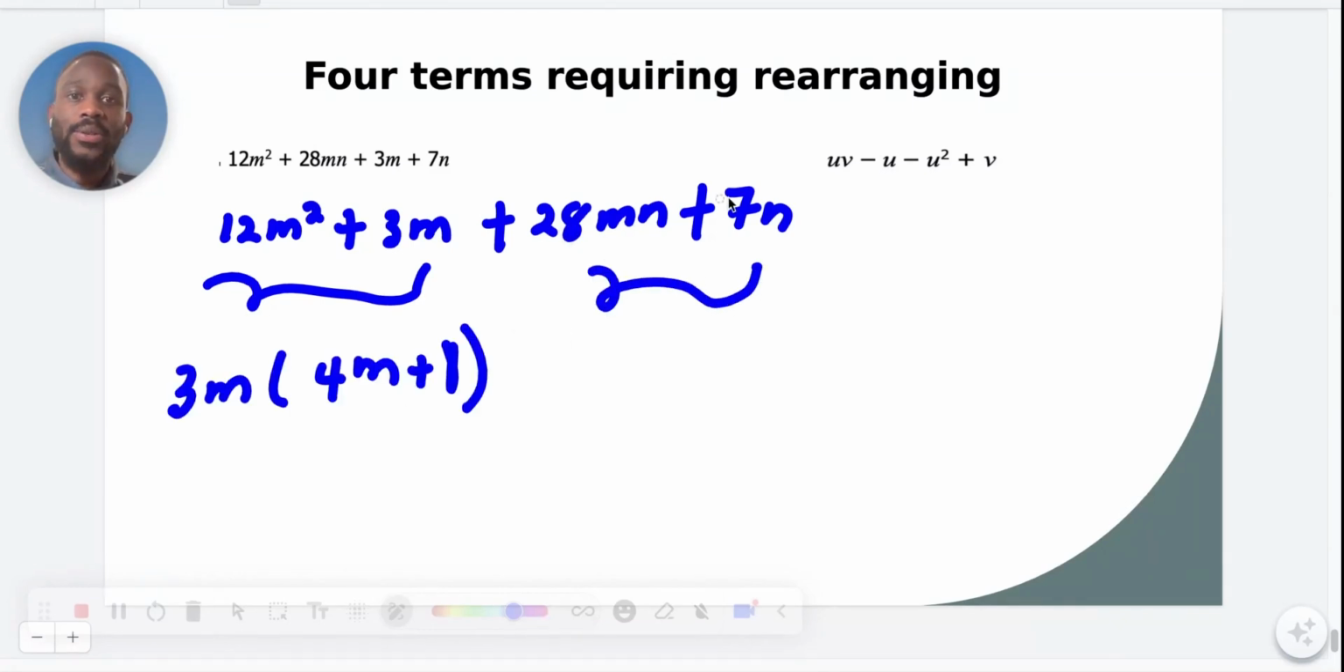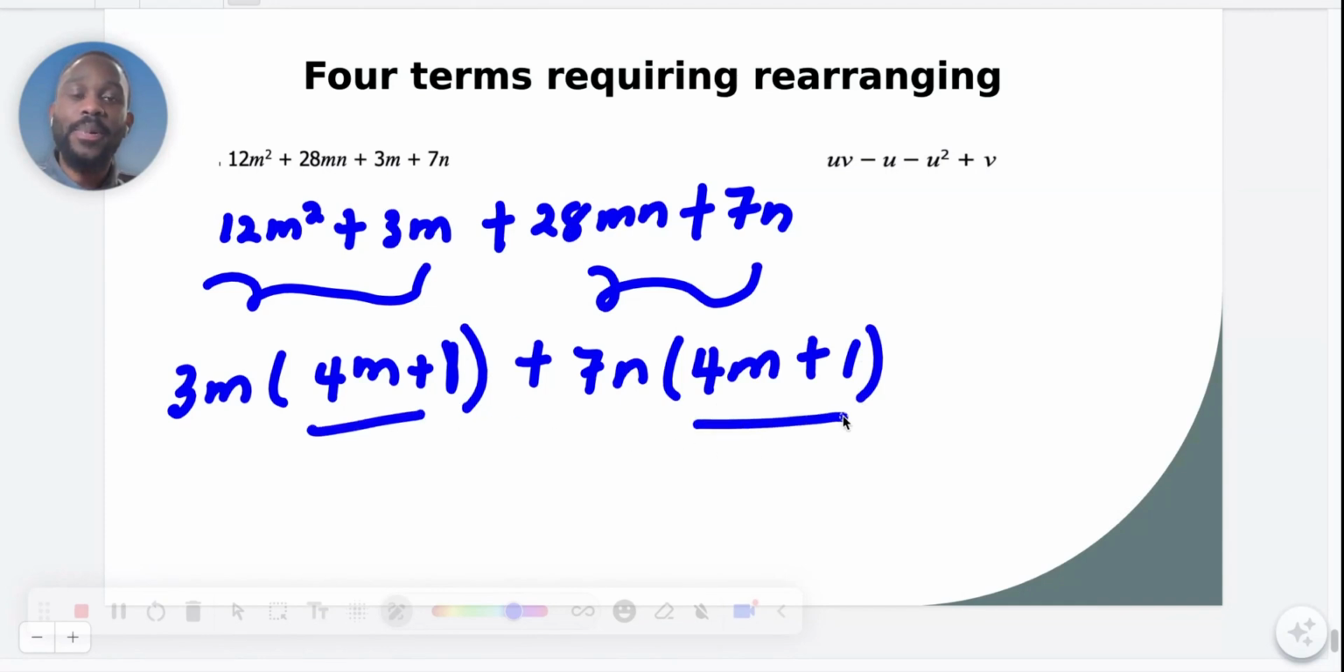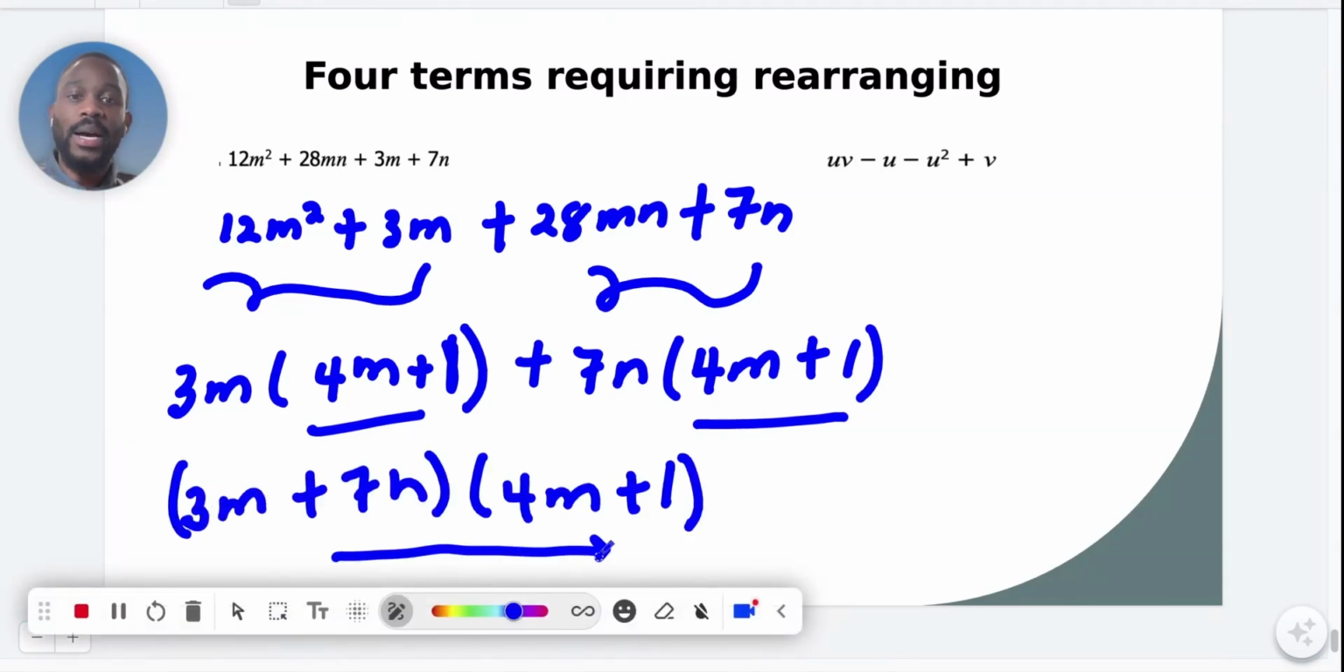And then looking at these two terms, I can factor out a 7n plus 7n, and I'll be left with 4m plus 1. So whatever you have at this point in parentheses has to be identical. If it's not, you probably made a mistake somewhere and you need to go back and figure out which step you missed. So at this point, what is outside the parentheses, you combine those terms outside the parentheses. There you go. So that is your answer right there.